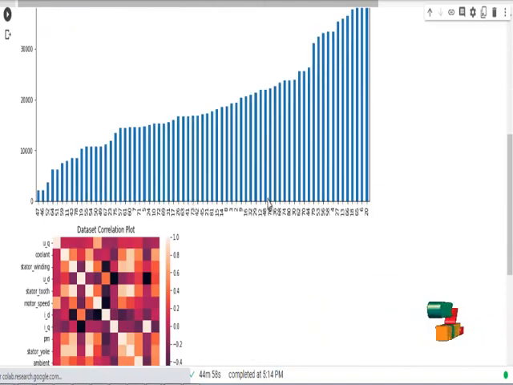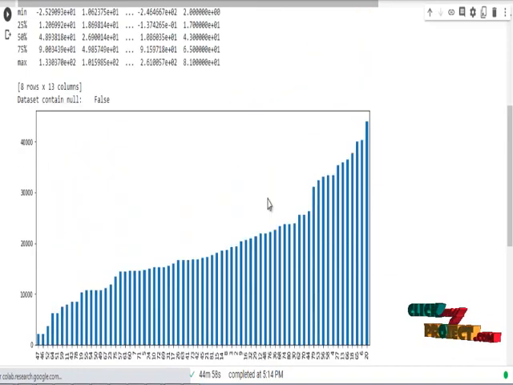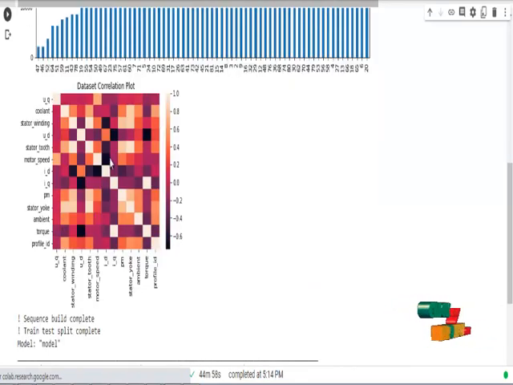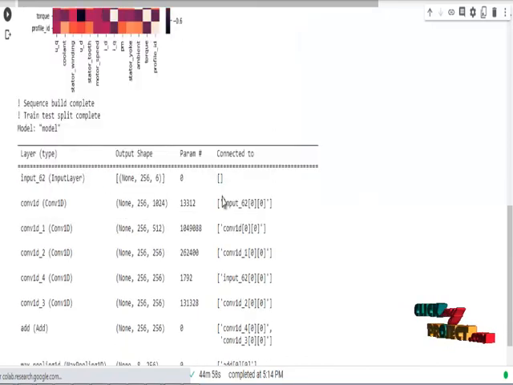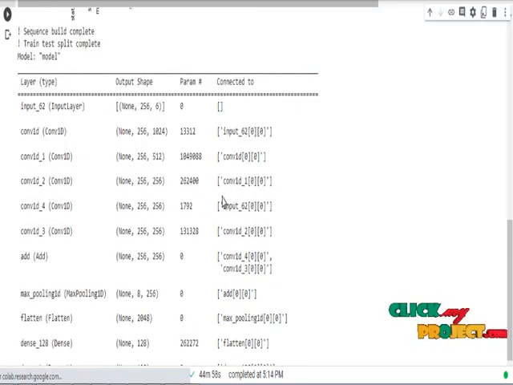And this is the count plot of the dataset. In that I have checked if there are any missing values in our dataset. If there are any missing values, we need to replace them with the unique value of 0. And this is the heat map of our dataset. And this is the convolutional neural network summary result.